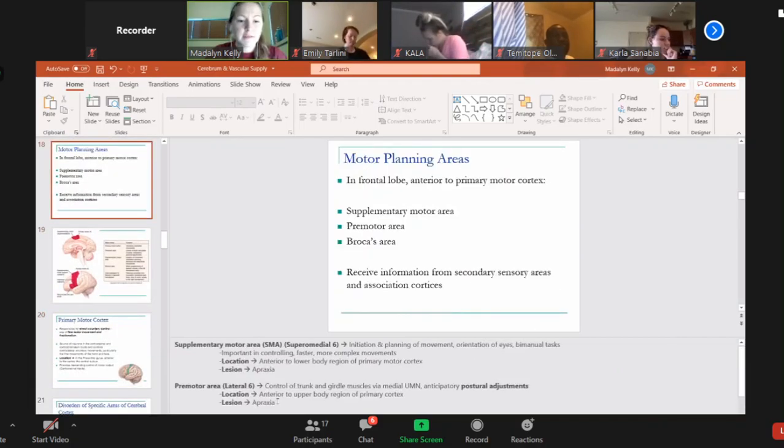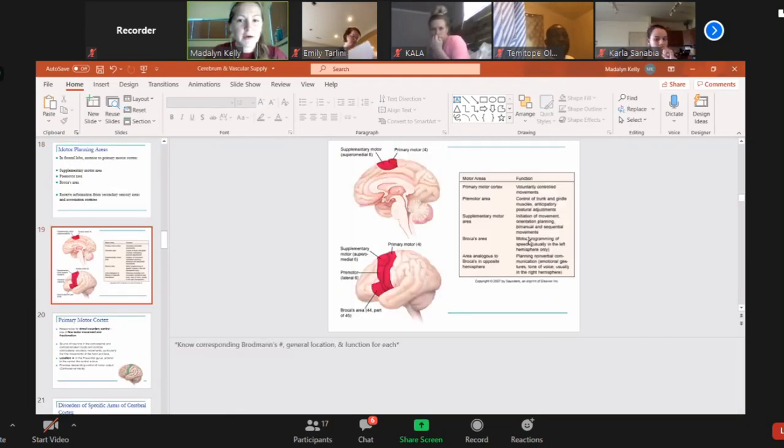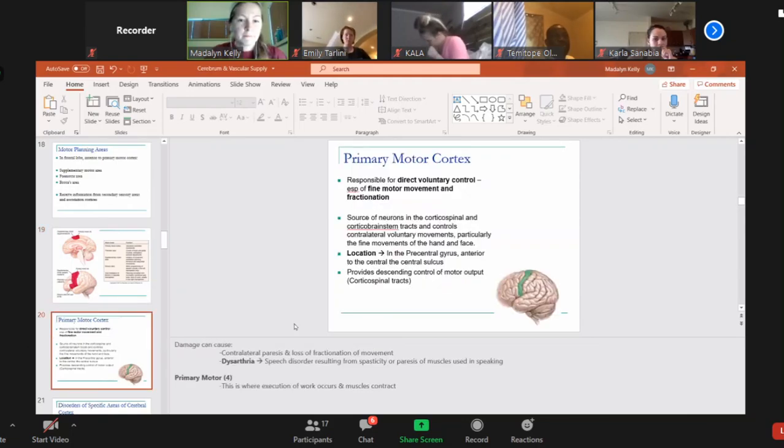All of this stuff that I've been talking about, I basically just grabbed from these tables. Primary motor cortex: responsible for direct voluntary control, especially fine motor movement and fractionation. Its location is the precentral gyrus. You should already know that. It provides descending control of motor output, via the corticospinal tracts. Damage can cause contralateral paresis and loss of fractionization of movement.